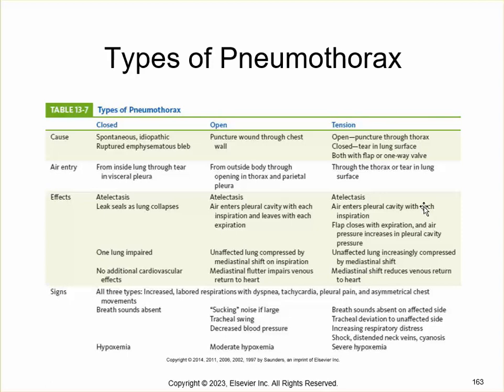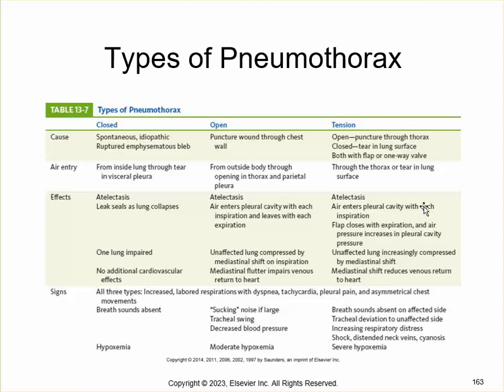If a lot of air is coming into that space, because it's easier to move air into that space than it is to move it into the lungs, then it can literally push the mediastinum over and start to affect the unaffected lung by increasing the pressure on the pleura there.